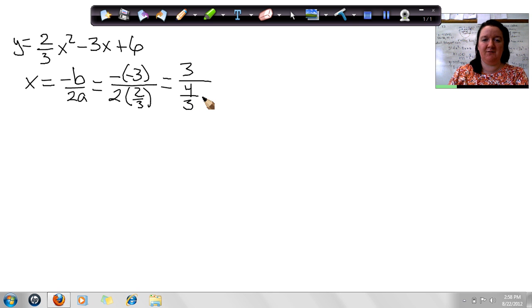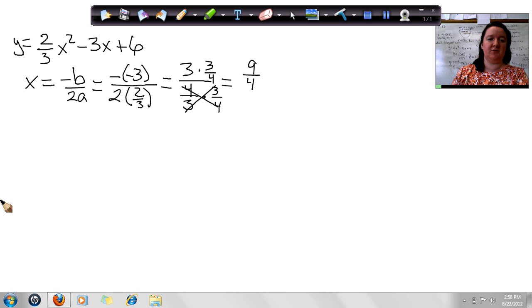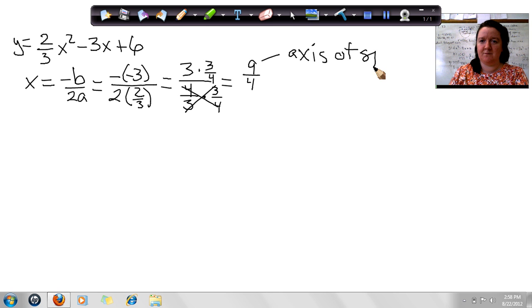Now I need to simplify that fraction, so I'm going to multiply the top and the bottom by 3 over 4. So that's going to make the bottom part go away. And we're going to be left with 9 over 4 as our value for our axis of symmetry. So this is your axis of symmetry, and it is also our vertex.